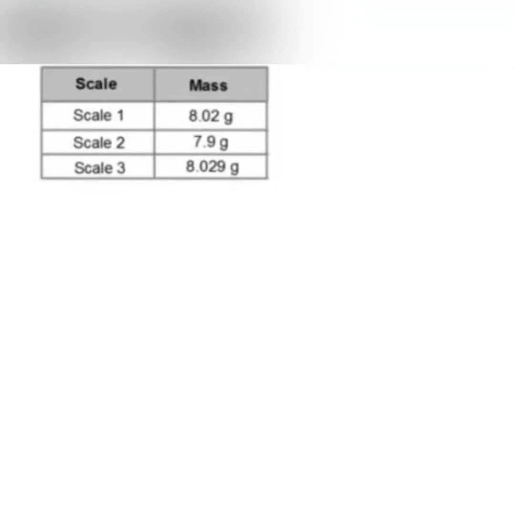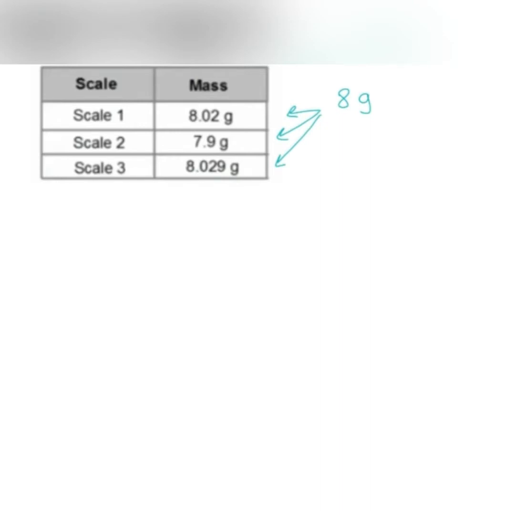Today we're going to be talking about precision, accuracy, and significant digits, or as we like to call them, sig figs. To start, we're going to go through an example. Say we have a measurement of 8 grams, and every time we measure it, we get different measurements: 8.02, 7.9, and 8.029 grams.